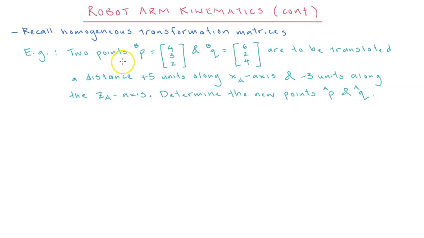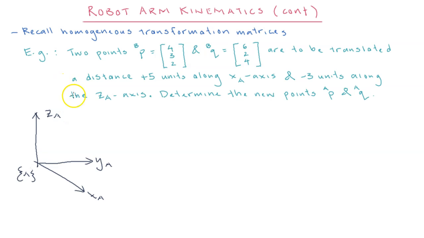Here we are given 2 points, PB and QB, and they are to be translated a distance of plus 5 units along the XA axis and minus 3 units along the ZA axis. We have to determine the new points PA and QA. From this question, we can see that first of all, we have a coordinate frame A. So let's draw that. This is coordinate frame A. Let's label it accordingly: XA, YA, and ZA.